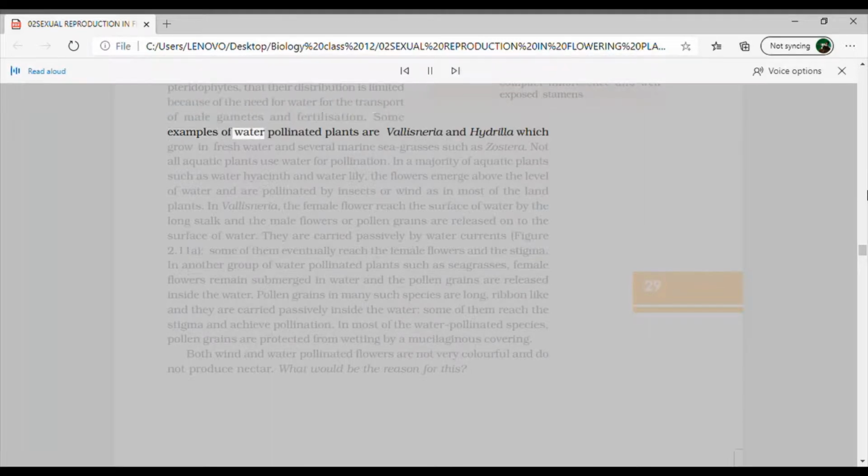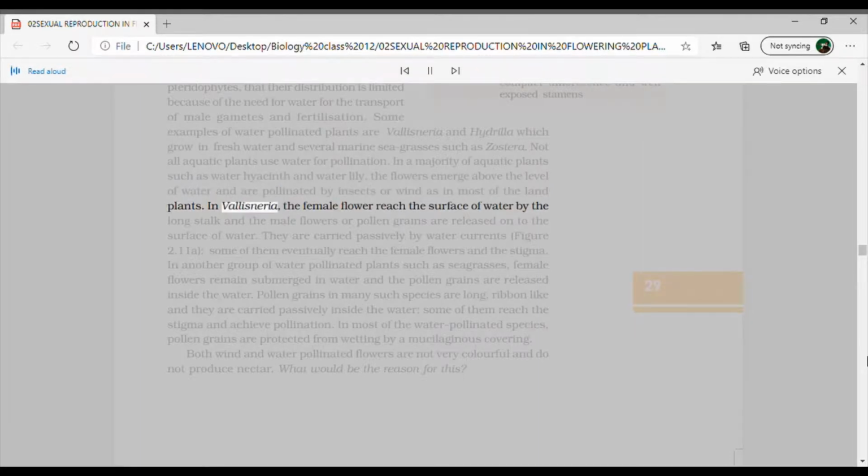Some examples of water-pollinated plants are Vallisneria and Hydrilla, which grow in fresh water, and several marine seagrasses such as Zostera. Not all aquatic plants use water for pollination. In a majority of aquatic plants, such as water hyacinth and water lily, the flowers emerge above the level of water and are pollinated by insects or wind as in most of the land plants.